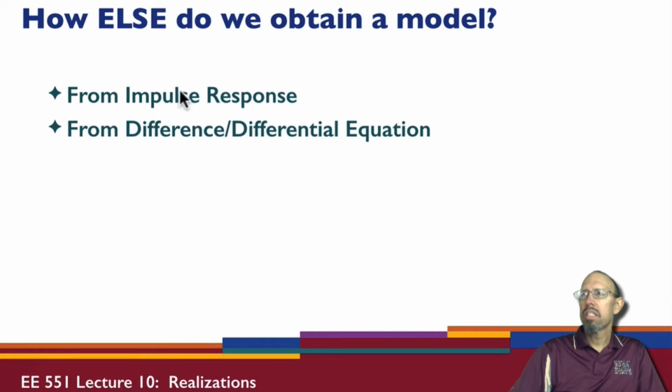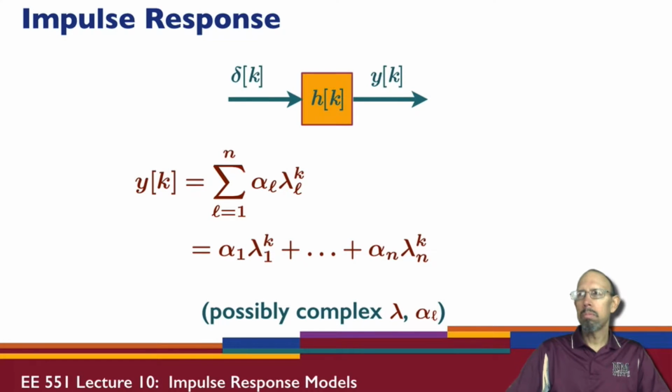So part of this is, again, obtaining a model. Impulse response is one method. Difference or differential equations we've talked about a little bit already. So let's take a look at this impulse response method. Here we're going to start in discrete time, and we're going to work with it that way.